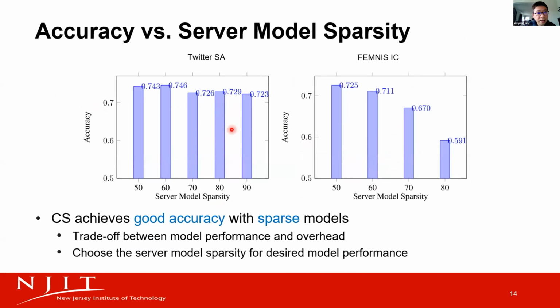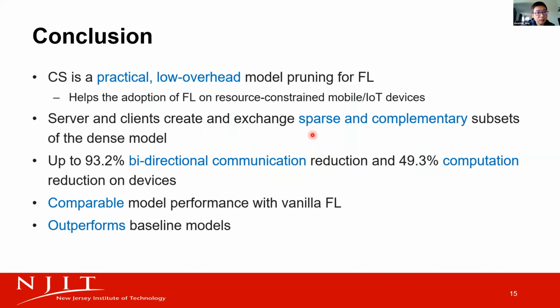So in this slide, I show you the accuracy versus different server model sparsity we ran over the experiments. We see that with different server model sparsity, we can achieve a good model accuracy. However, there is a trade-off between the server model sparsity and the model performance. And we can choose the desired server model sparsity for our application.